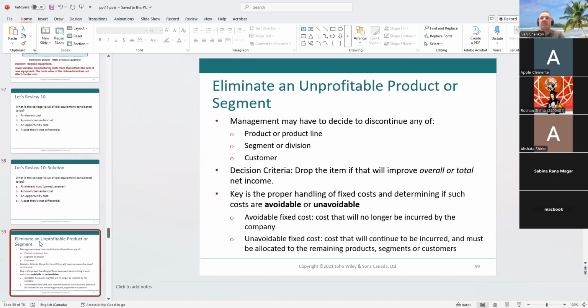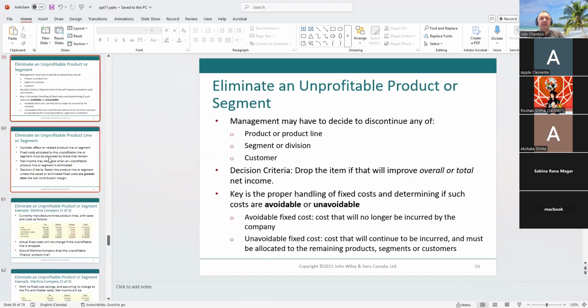Let's see this one, to eliminate an unprofitable product or segment. Sometimes you have to make that decision. Should I stop doing this or should I continue doing it? That can be a product or product line, a segment, a division, a customer. Now, the decision criteria, as you can see in every one of those situations where we have to make a decision, there's a decision criteria. We're going to stop producing this product as long as we improve the overall situation, or in other words, we're getting net income.